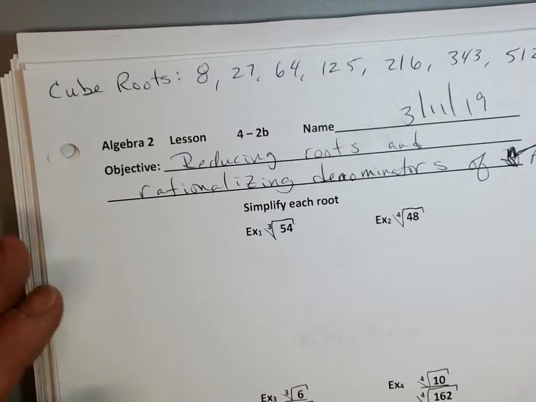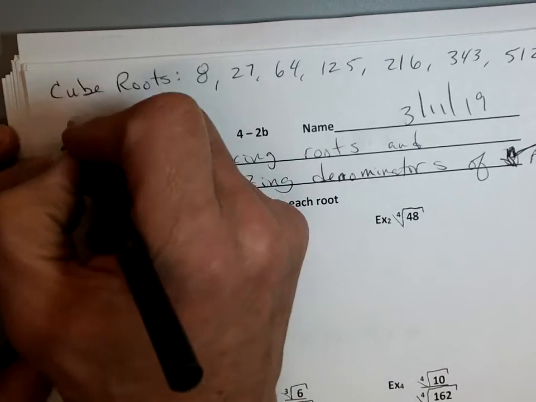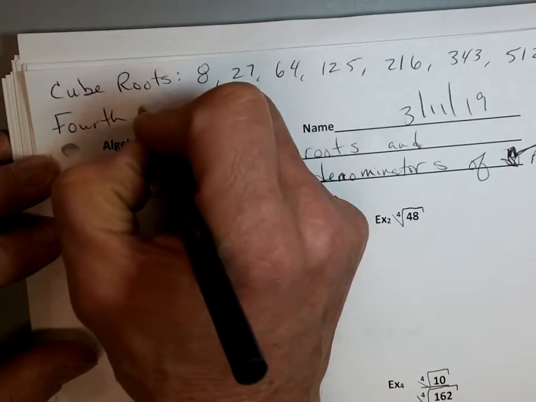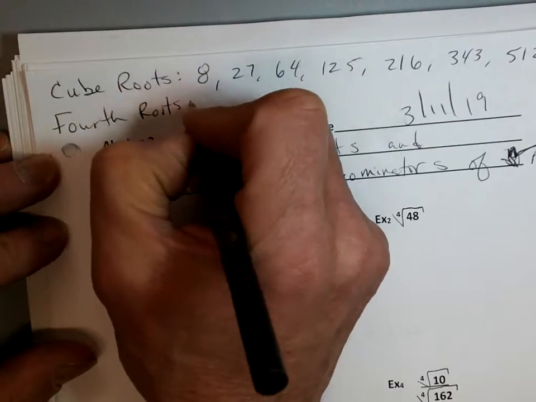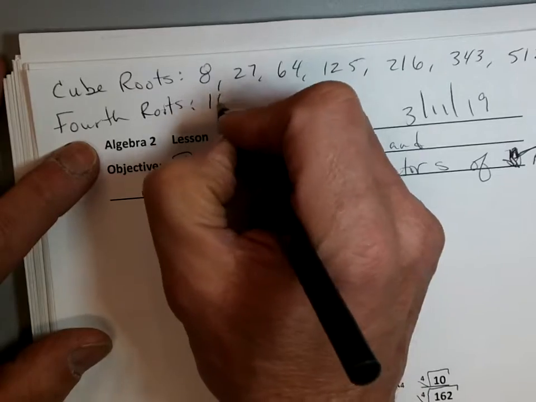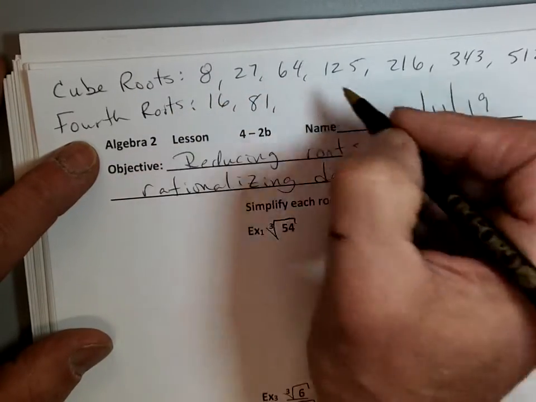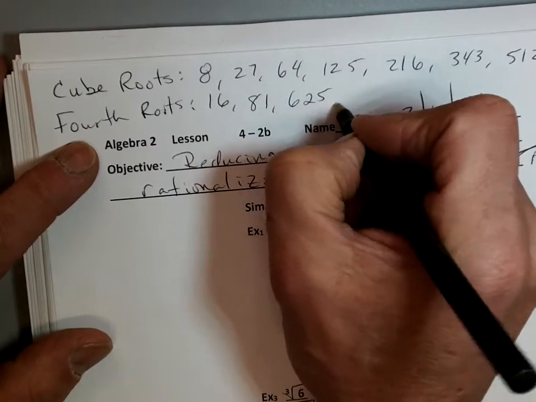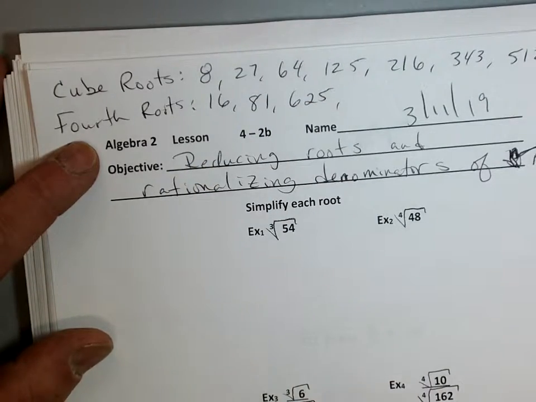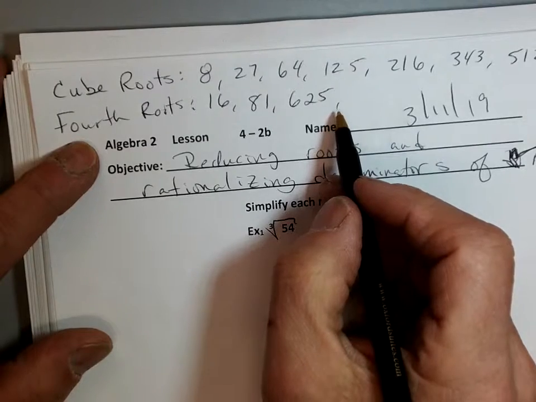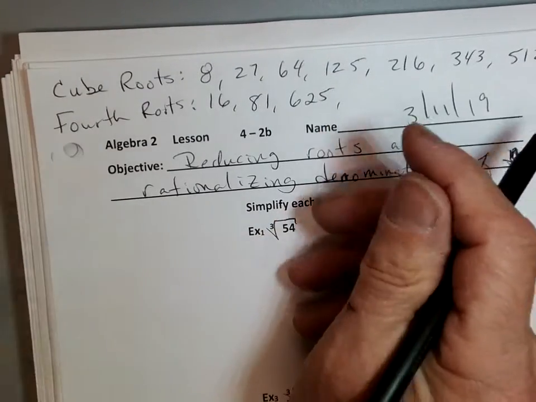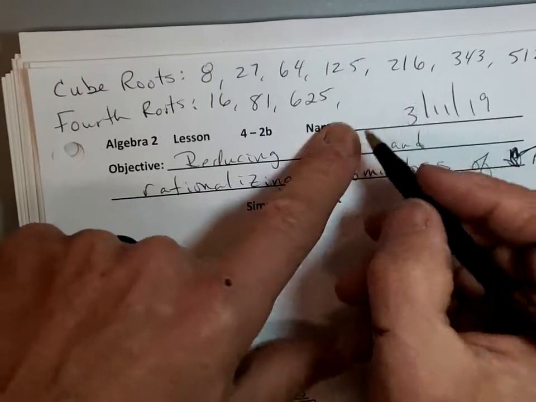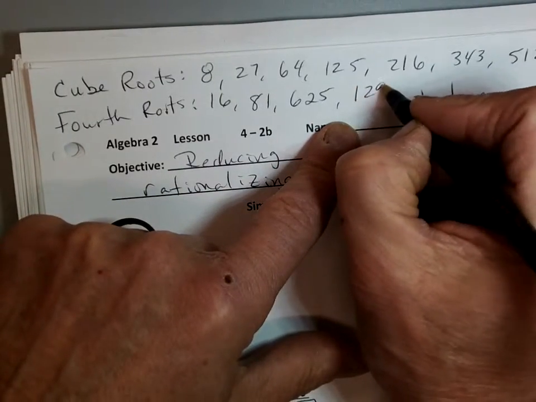So what about fourth roots? Perfect fourths. Let's see. We're going to have a 16, 81, 625. Oh gosh, what's 6 to the 4th power? Anybody have a calculator real quick? Joe Otto, will you tell me what is 6 to the 4th? 1,296. Okay, there we go.